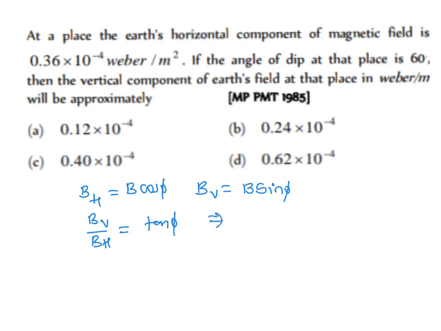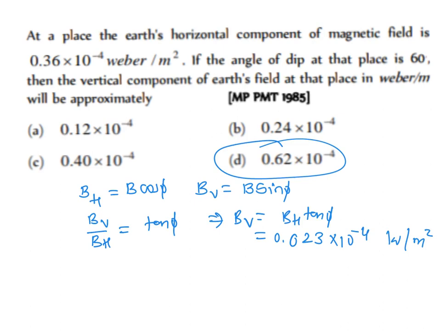So therefore I can say that BV equals BH tan phi. So BV is nothing but 0.623 into 10 to the power of minus 4 Weber per meter square. So 0.623 is option D, the right answer for this question. I just substituted the value for BH as well as tan phi as 60 degree here.